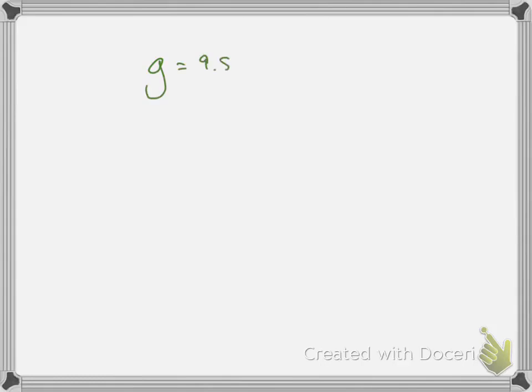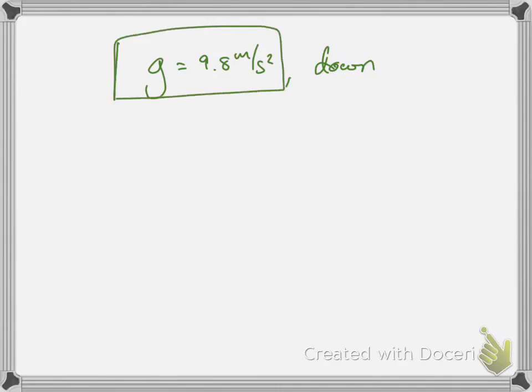G is 9.8 meters per second squared down, right? That's the acceleration due to gravity. I guess just to be a little bit confusing, really we define g as the magnitude of the acceleration due to gravity, and the acceleration due to gravity is g in the down direction. But hopefully when I say g is 9.8 meters per second squared down, we know we mean the acceleration due to gravity is 9.8 meters per second squared down.